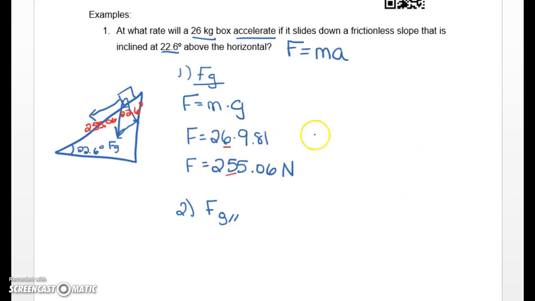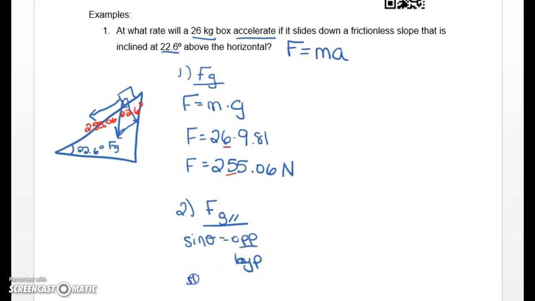So anyways, now we can find the force of gravity that was perpendicular to the surface. And here we have an angle, we have the hypotenuse, and we're looking for this side right here, which is your opposite, which means that we are going to use the sine ratio, opposite over your hypotenuse. So then we can fill in our information.